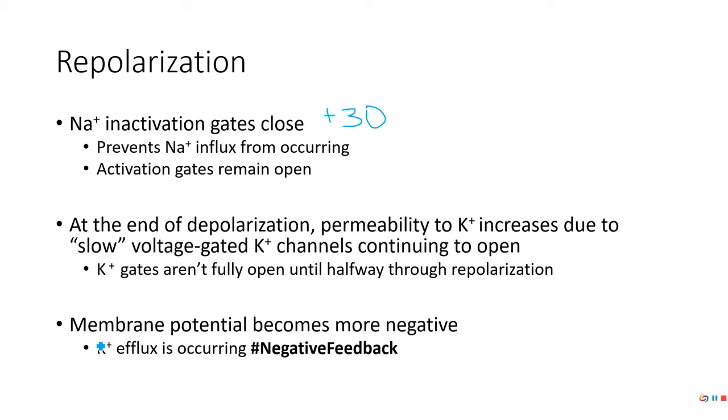This is a negative feedback loop, and it is due to potassium efflux, or potassium leaving the cell. So depolarization is occurring primarily due to sodium influx. Repolarization is occurring due to potassium efflux. Then we get back to resting potential, but we don't stop there. We end up in this hyperpolarized, or more negative, state.